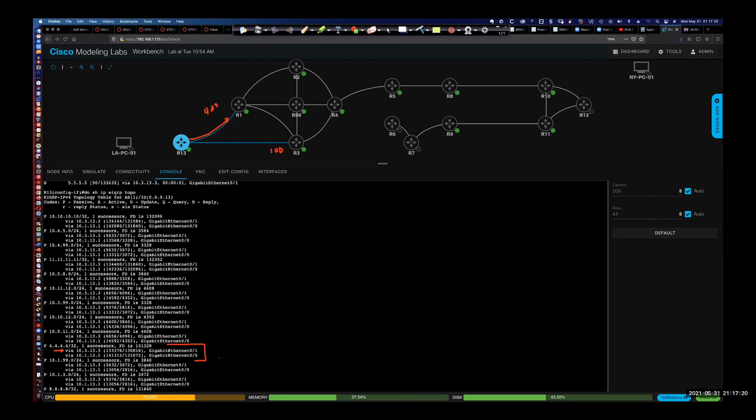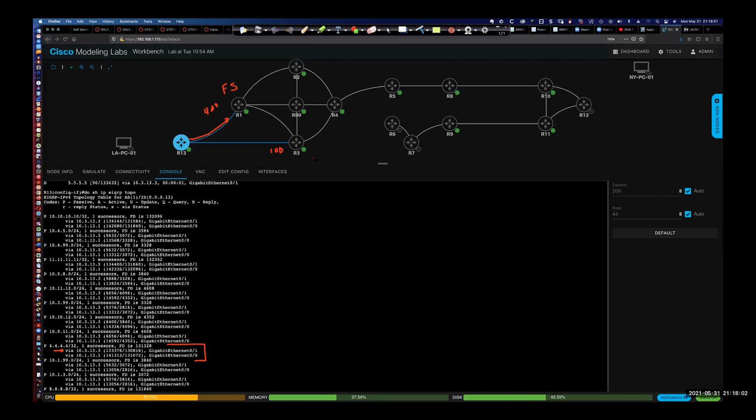So EIGRP has this really cool thing it does by default, which is it evaluates all the paths that it can take. And if it can determine that there's a backup path that guarantees loop freedom, and the way that it determines that is, does the route meet the feasibility condition? Okay, so in order to be a feasible successor, in other words, in order to be a backup router, right? And in this case, router 1 would be our feasible successor.